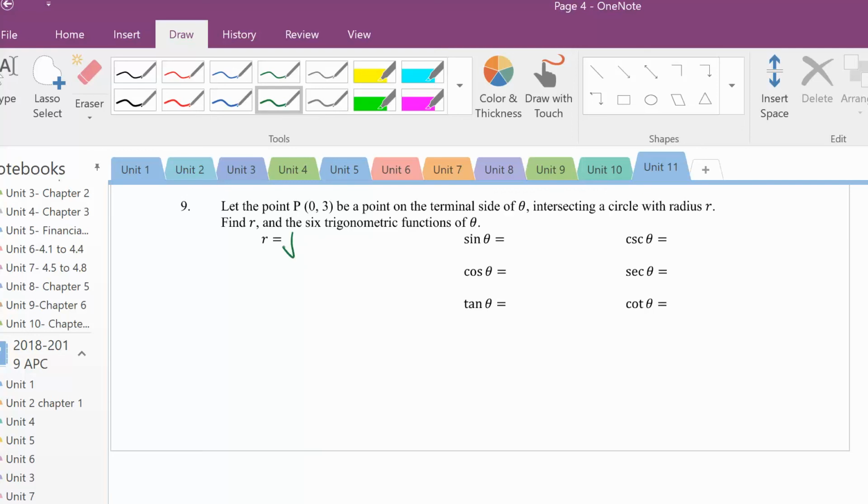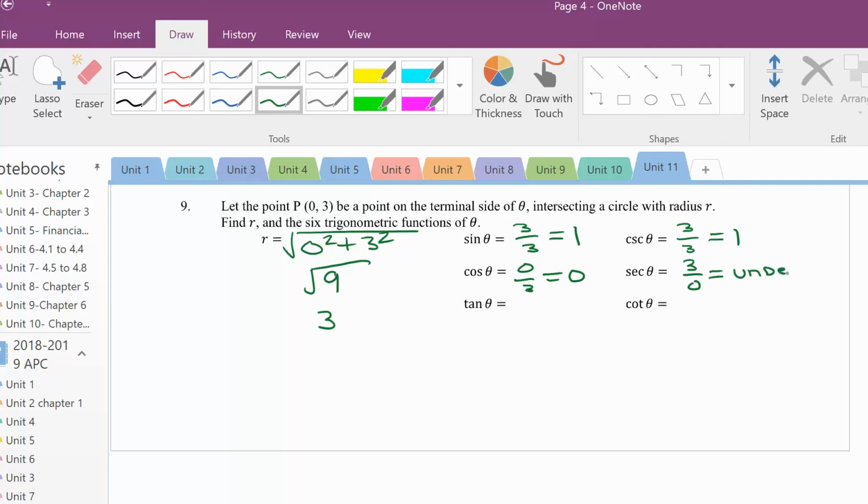0, 3. Well, the square root of 0 squared plus 3 squared is the square root of 9, which is 3. So the sine is 3 over 3, which is 1. The cosecant is just the reciprocal. It's still 3 over 3, which is 1. Cosine is 0 over 3, X over R, which is 0. Secant is 3 over 0, which is undefined. Tangent is Y over X, so 3 over 0, which is also undefined. Cotangent is the reciprocal, 0 over 3, which is 0.